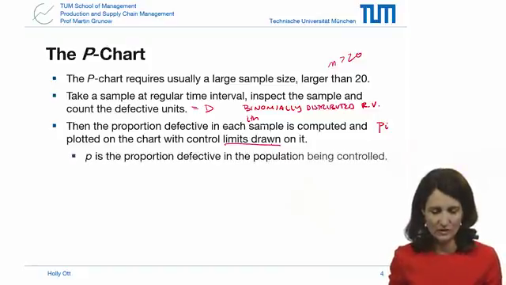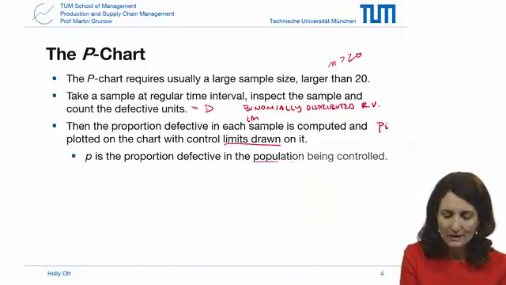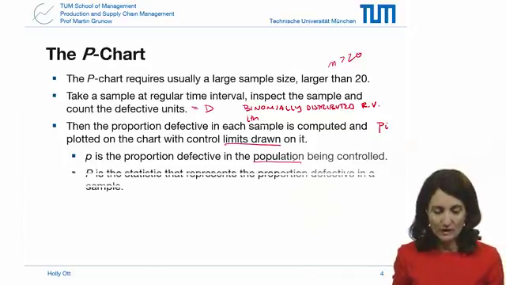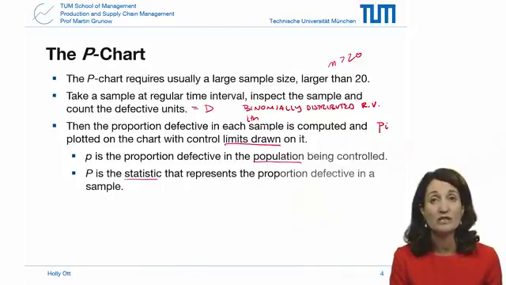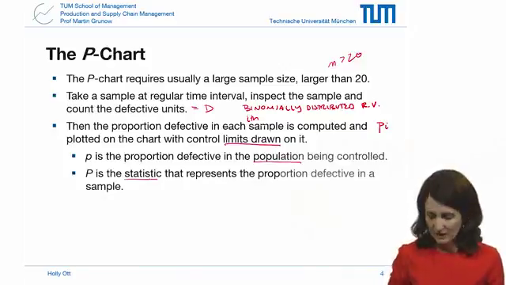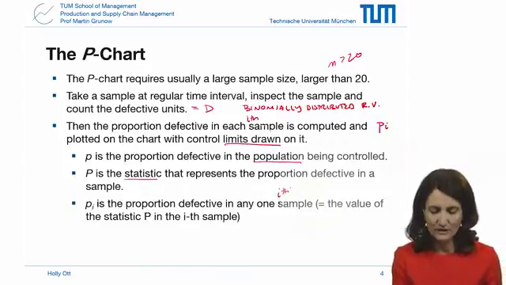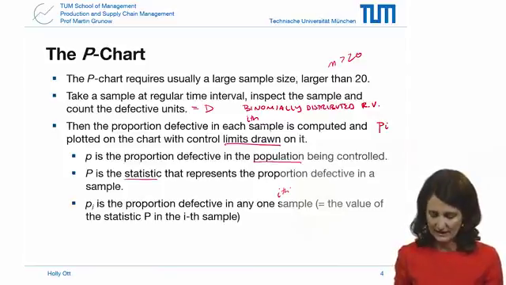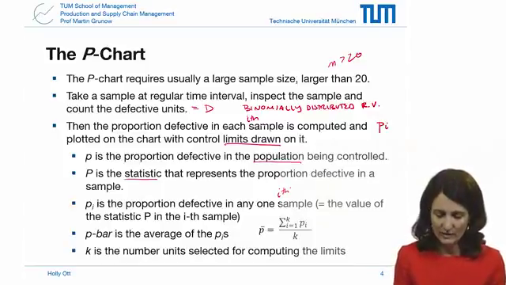So just a couple terms here. Little p is the proportion defective in the population being controlled. This is a population parameter, whereas big P is the statistic that represents the proportion defective in a sample. And p_i is the proportion defective in the ith sample, so the value of the statistic P in the ith sample. And P bar is the average of our p_i's. So we calculate that here.